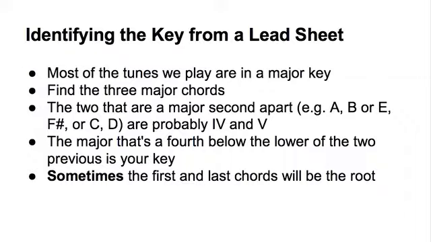So the major chord that's a fourth below the lower of those two, or a fifth below the higher of the two, that's your key. So if you've got A, B, and E, then it's going to be the key of E. E to A is a perfect fourth, and E to B is a perfect fifth. And so E would be the 1 chord, A would be the 4, and B would be the 5.